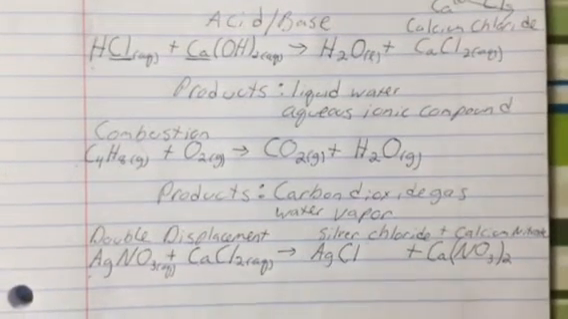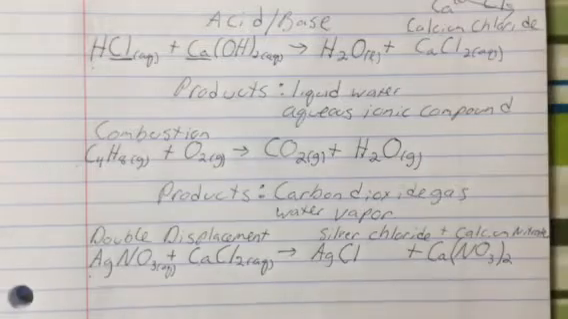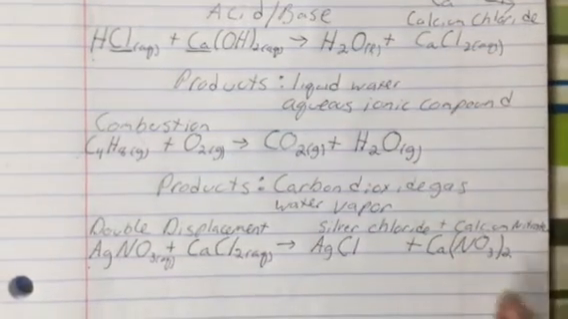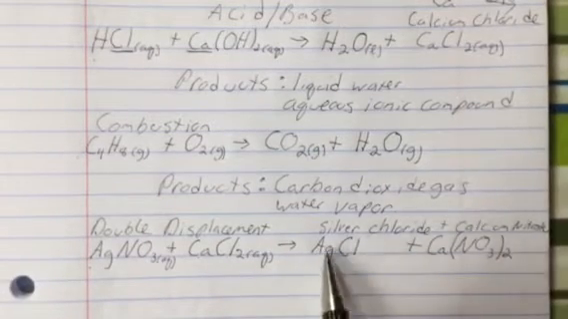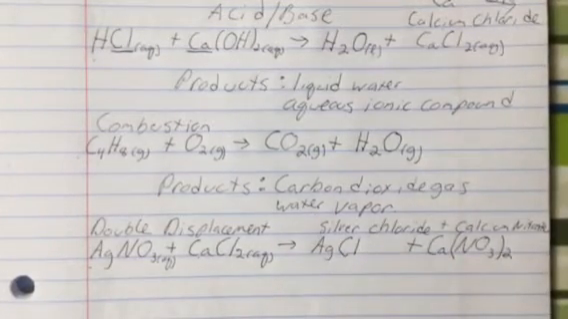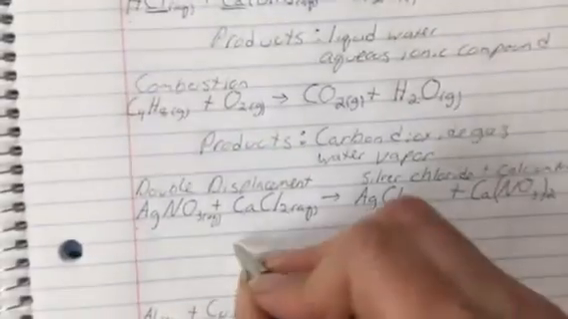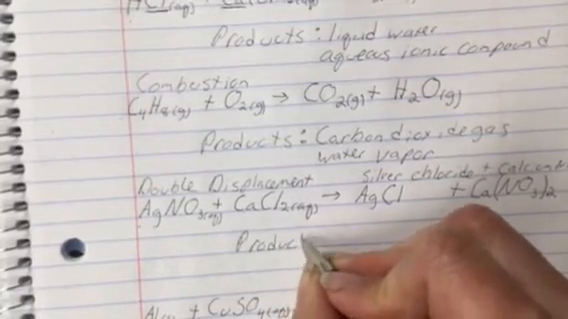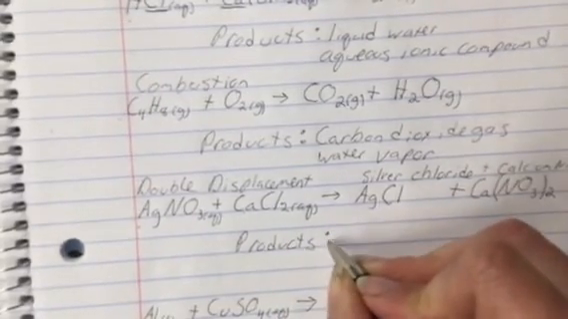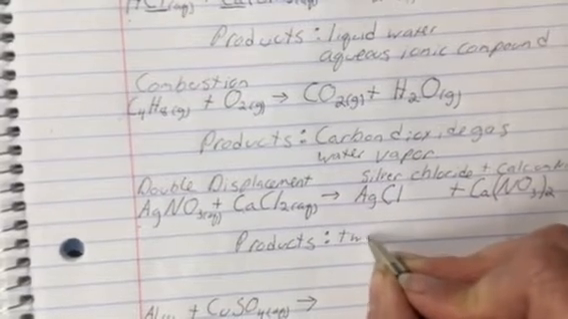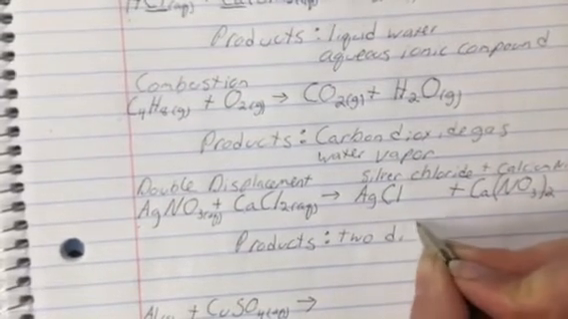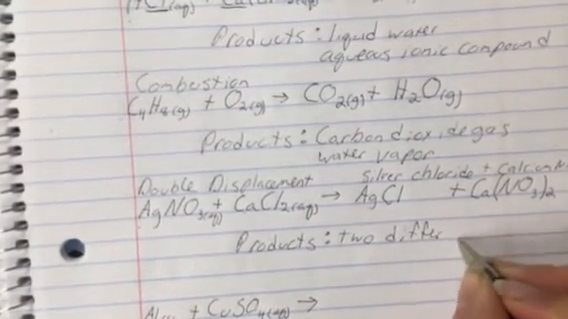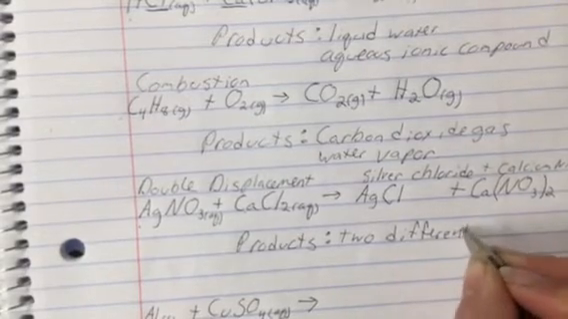So what are my phase labels? Well, I have no rhyme or reason to know right now, and I'm actually going to show you that in the next video. So we're going to have to decide what those phase labels are a little bit later. We're going to skip that one. Products will be two different ionic compounds.